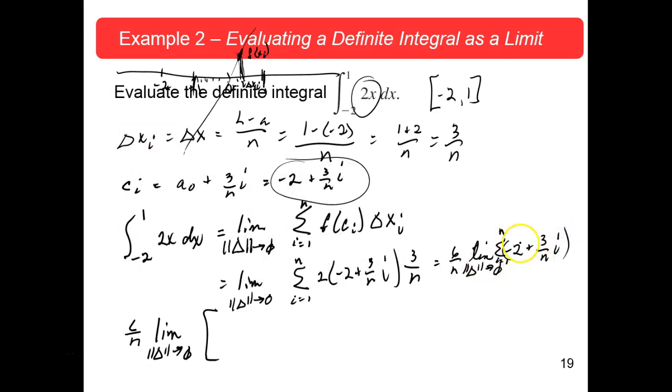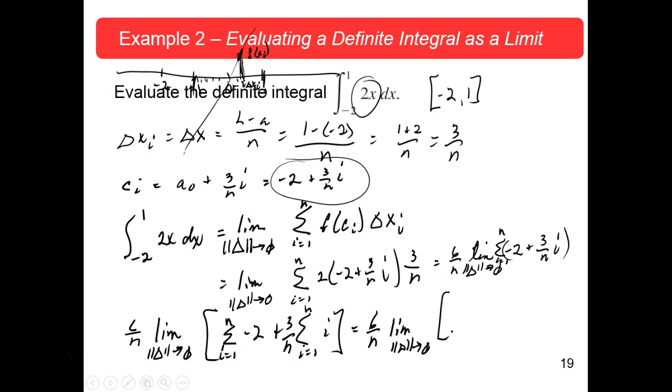Okay. Now, we're going to break that into two sums. The first sum is going to be the summation of I equal 1 to n of -2, plus the next summation. And I'm going to bring the 3 over n outside the summation of I equal 1 to n of I. Okay, so this is 6 over n. Don't forget that's there. Okay, and still need to write my limit. Earlier I was leaving out the sum, this time I'm leaving out the limit. You can tell it's 40 and I don't like doing these things. As the norm approaches 0 of, now let's do these two.